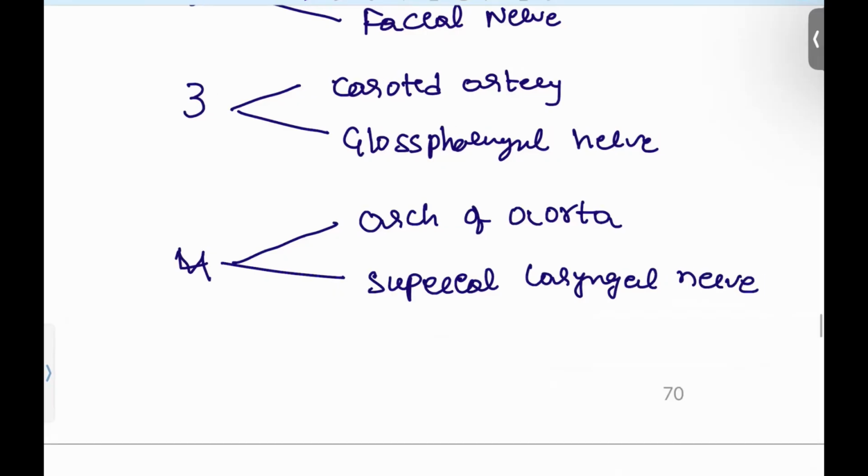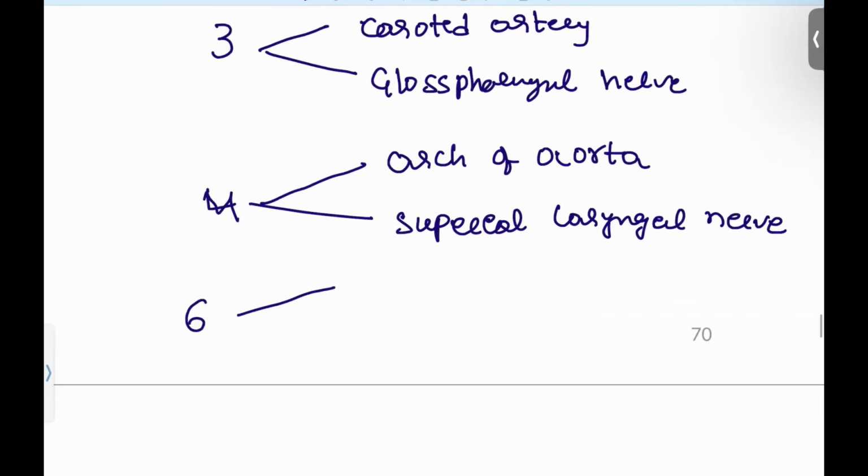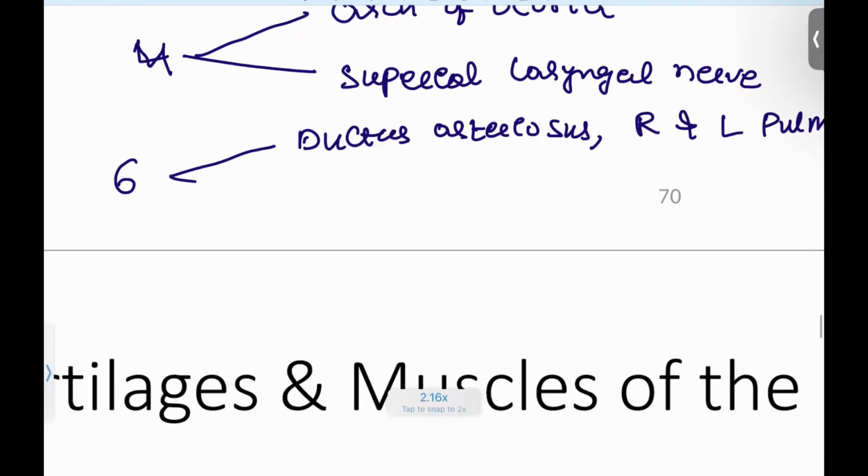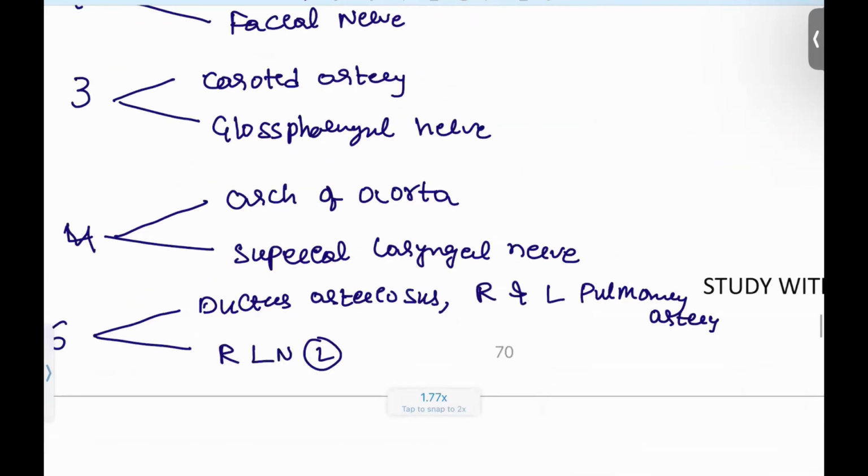The sixth arch gives the ductus arteriosus in the fetus. After ductus arteriosus closure, it also gives the right and left pulmonary arteries. And for the sixth one, what is the nerve? That is the recurrent laryngeal nerve. The left recurrent laryngeal nerve is a derivative of the sixth arch. The fifth arch is not that important.